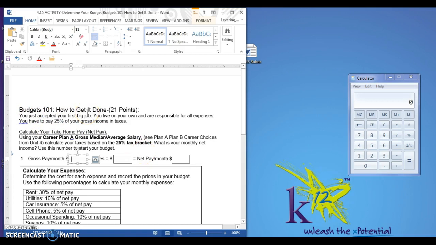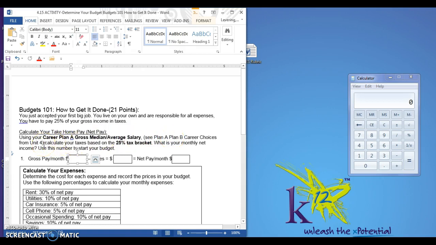You just accepted your first big job. You live on your own and you're responsible for all expenses. You have to pay 25% of your gross income in taxes. Calculate your take-home net pay using your Career Plan A gross, median, or average salary. In order to find this, you're going to look at your Plan A, Plan B career choices from Unit 4.